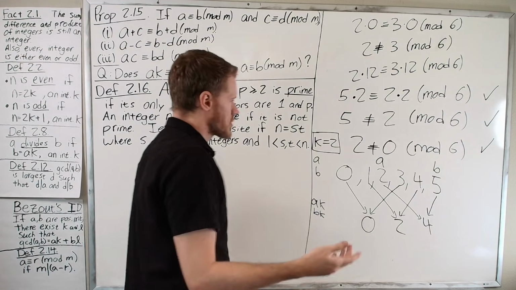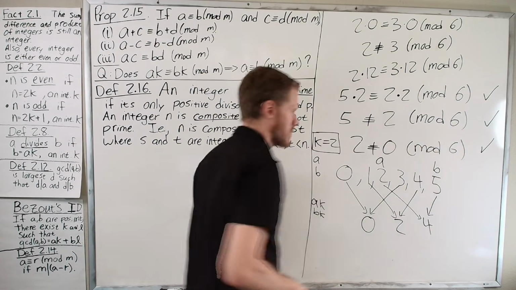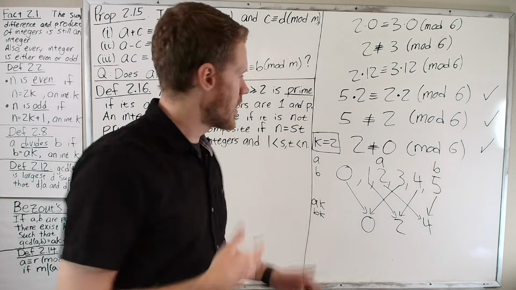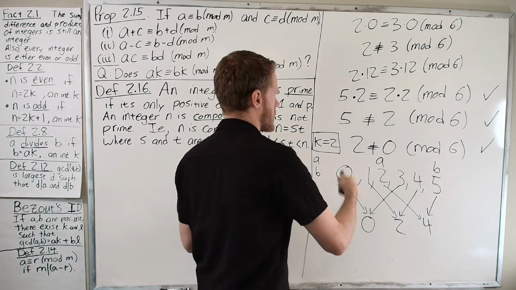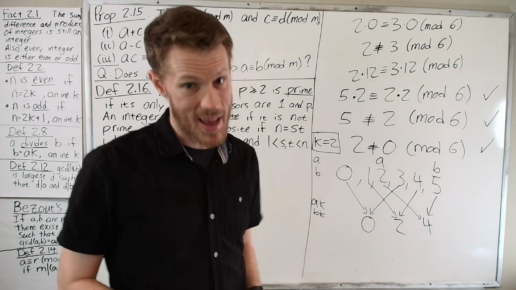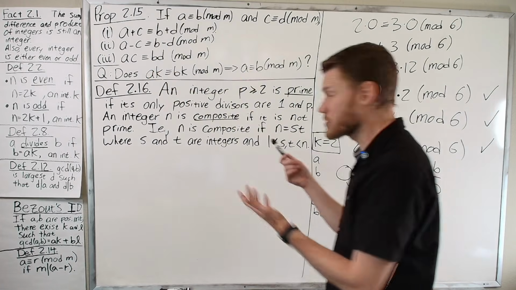But really what's going on comes back down to the prime factorization of 6 and how it relates to the prime factorization of K. So we have to understand primes. That's very important.